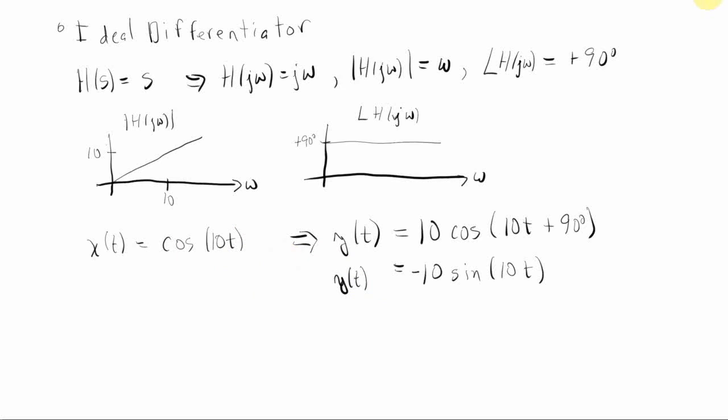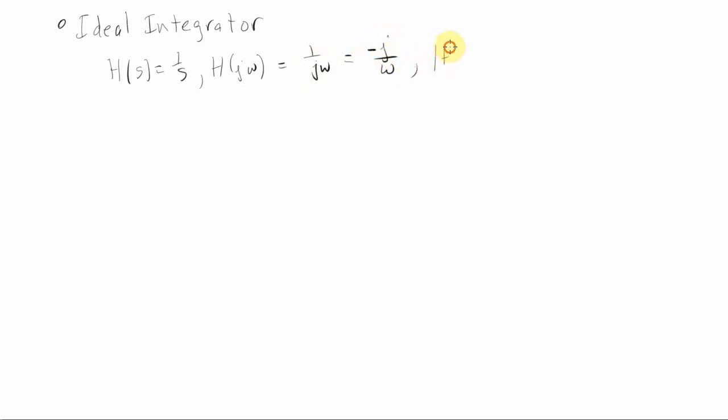Let's take a look at one more system, the counterpart to the differentiator, the ideal integrator. The ideal integrator has a transfer function of 1 over s, so the frequency response is 1 over j omega. I can multiply numerator and denominator by j. I'll get a minus sign in the denominator, and that leads to minus j over omega. So the magnitude response, again, this is entirely imaginary, is just 1 over omega. The phase angle of the integrator is minus 90 degrees.